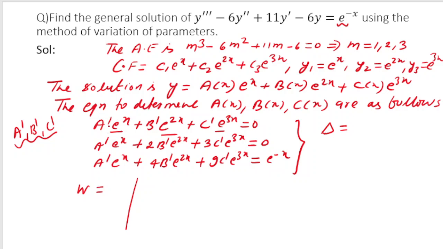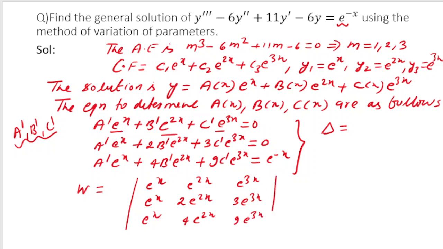So I write the coefficient of a dash in the first column, so that will be e to the power x, e to the power x, e to the power x. Then I write the coefficient of b dash, that is e to the power 2x, 2 e to the power 2x and 4 e to the power 2x. And then the coefficient of c dash, that is e to the power 3x, 3 e to the power 3x and 9 e to the power 3x. So this is basically the determinant which we have got by writing the coefficient of a dash in the first column, b dash in the second column and c dash in the third column.